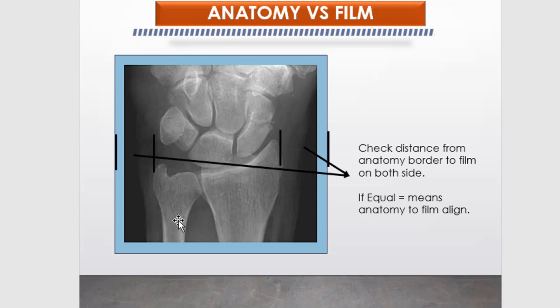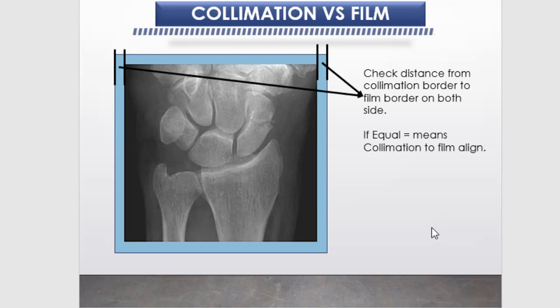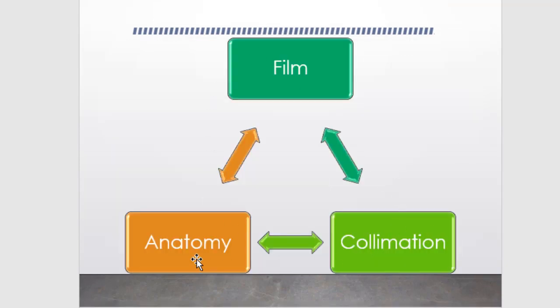Okay, so if all these three are aligned, then only you can come to the conclusion that alignment is good for this film. If either one is missing or misaligned, you should say that misalignment is there. Okay.